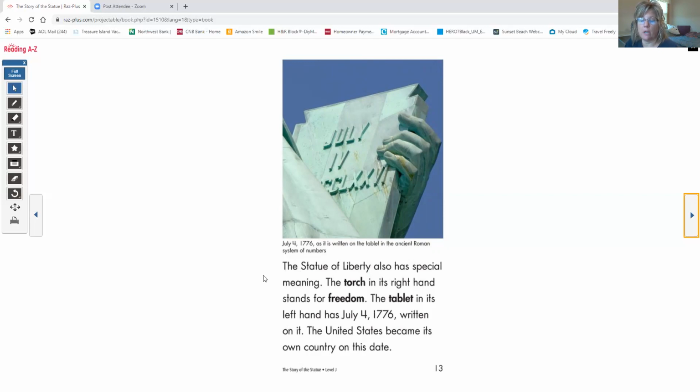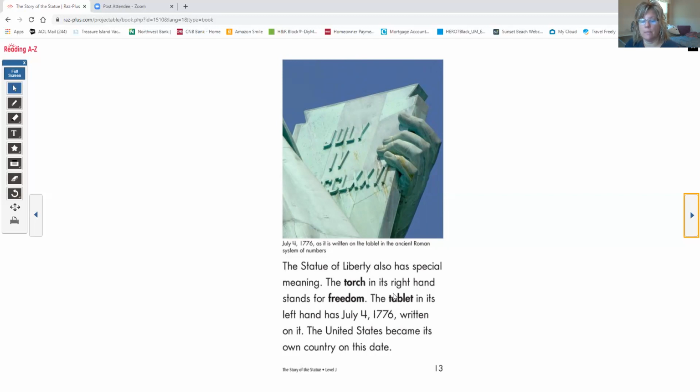The Statue of Liberty also has special meaning. The torch in its right hand stands for freedom. The tablet in its left hand has July 4th, 1776 written on it. The United States became its own country on this date.